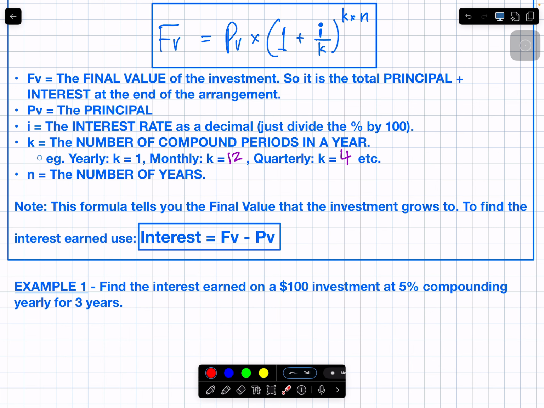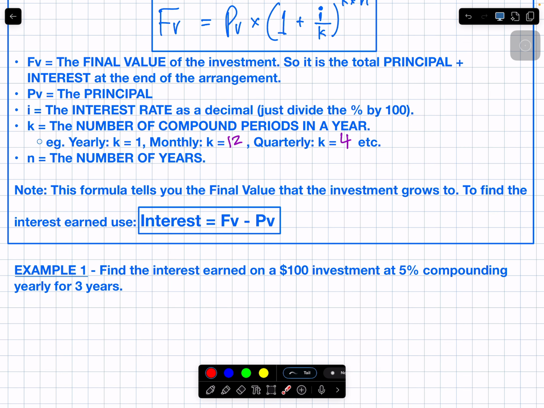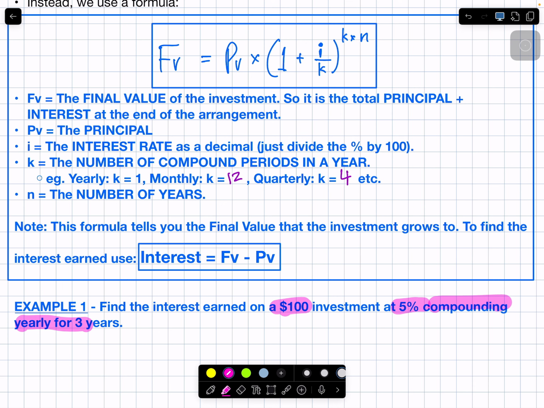Let's do the first one. Find the interest earned on a $100 investment, 5%, compounding yearly for 3 years. As soon as you see compounding in the question, you're using this formula. If you see it say simple interest or flat rate, you use SI equals PRT. That's what you practiced last week. So because it says compounding, you're using today's formula.